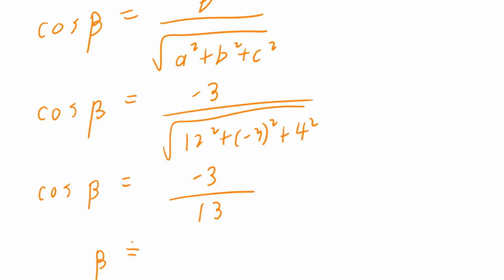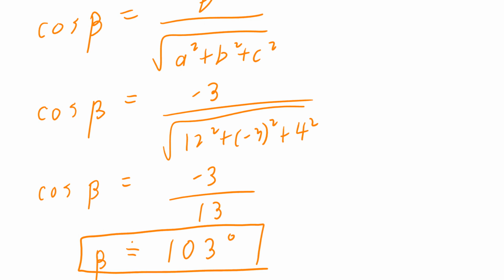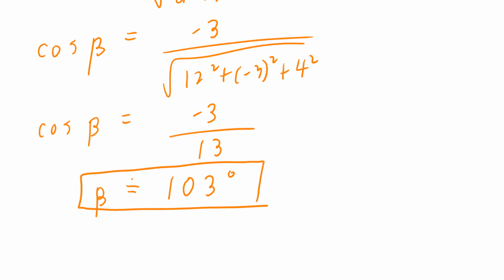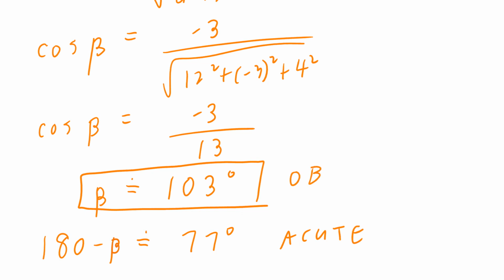Again, if you take the inverse cosine and round this to the nearest degree, it's going to be approximately 103 degrees. If you're looking for the acute angle, and again, it really depends on the question, you take 180 minus 103, that's going to be 77 degrees, which is the acute angle. Or the obtuse angle is going to be 103 degrees. I hope this makes sense.